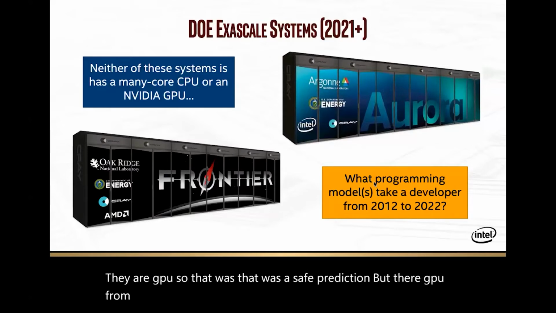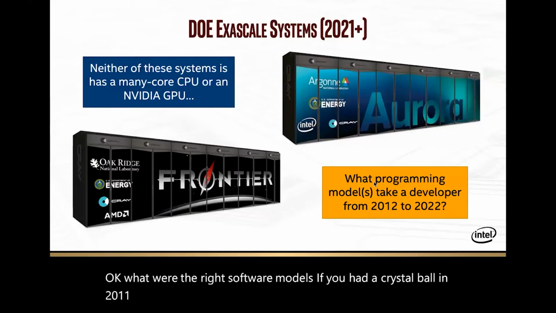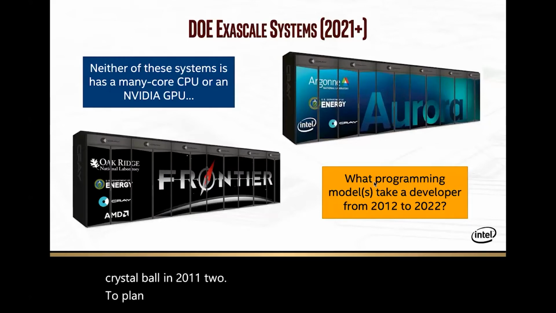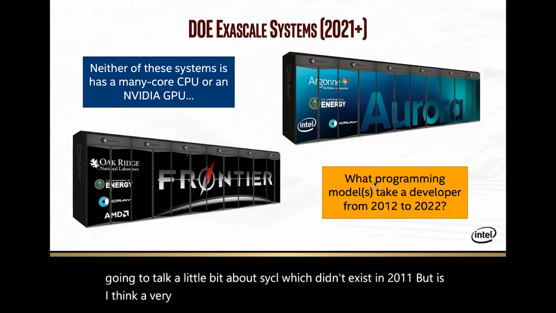And so it's natural then to look at this and say, okay, what were the right software models if you had a crystal ball in 2011 to plan ahead for EXASCALE? What would you have done? And so I'm going to talk a little bit about SYCL, which didn't exist in 2011, but is, I think, a very compelling model for trying to go across multi-decade programming challenges as we look forward.